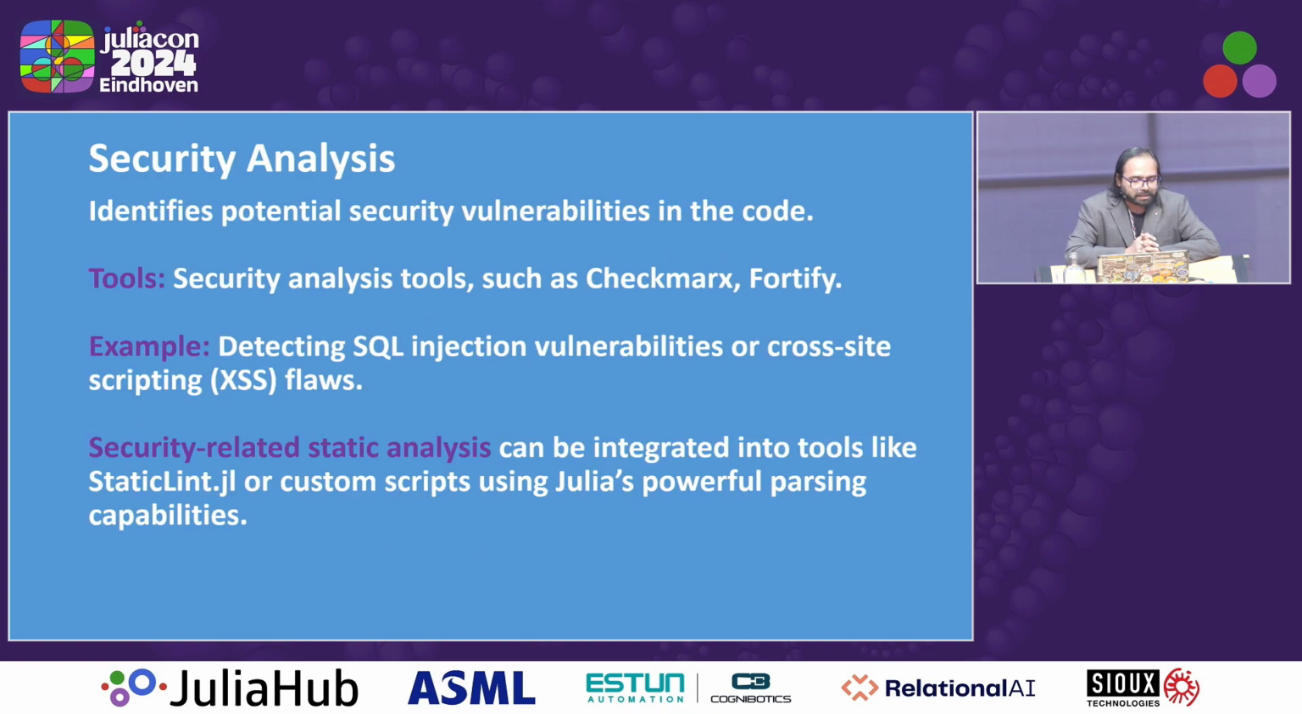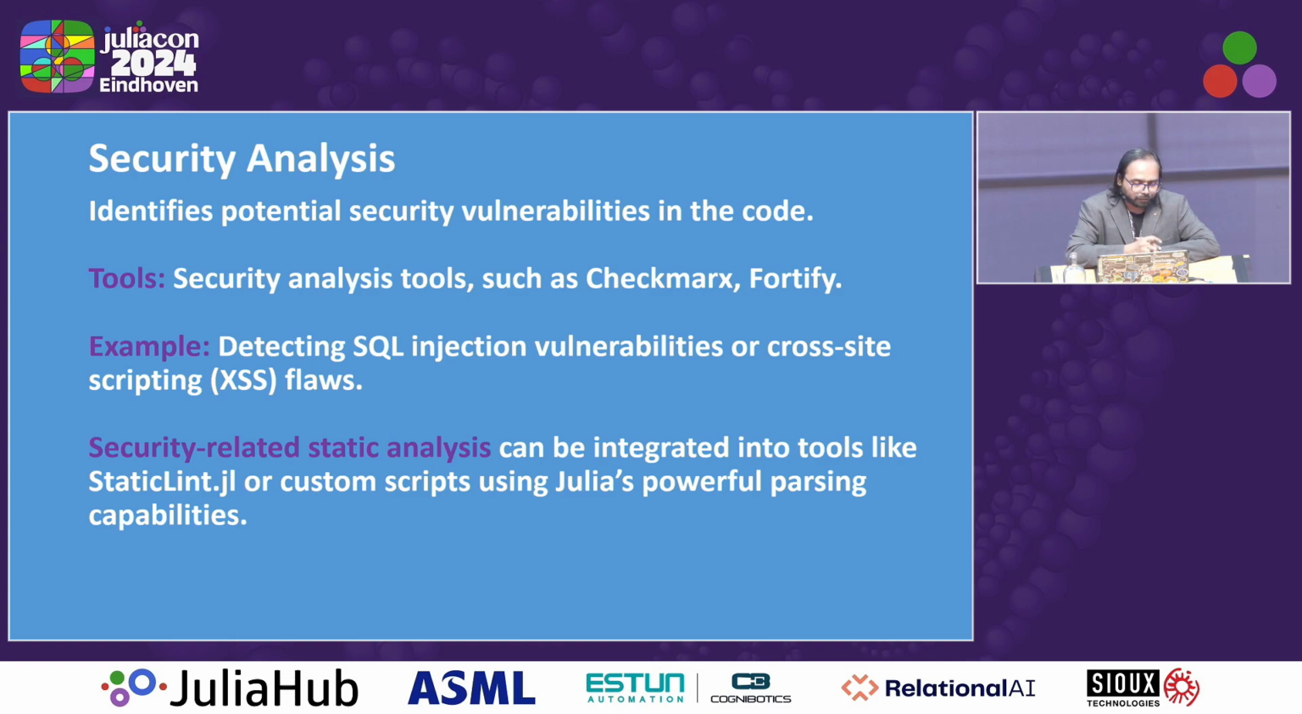The next one is security analysis. It identifies potential security vulnerabilities in the code. Here, tools can be security analysis tools such as Checkmarx or Fortify. Again, these are third-party tools. Examples can be detecting SQL injection vulnerabilities or cross-site scripting flaws. These are specific to web applications.